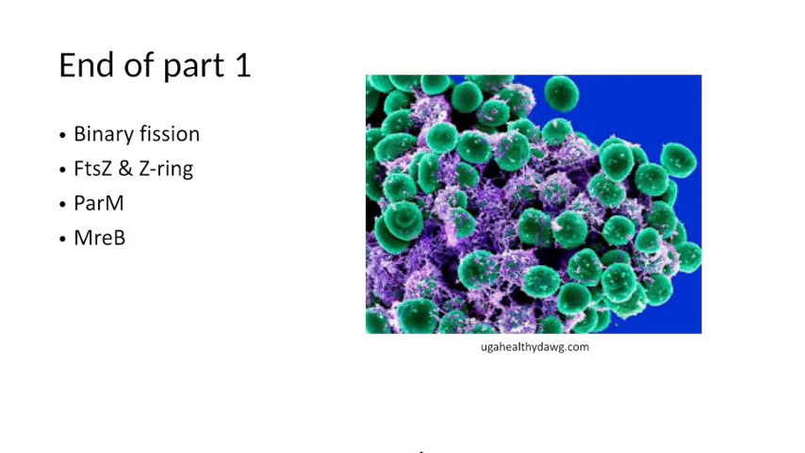Okay, so that's the end of part 1. We've covered the specifics of binary fission. We've talked about FtsZ and the Z-ring and its role in that final stage of separating our 2 daughter cells. We've discussed ParM and how it's useful and necessary for separating plasmids out between daughter cells. And we've talked about the importance of MreB in providing shape to our elongated bacterial cells.